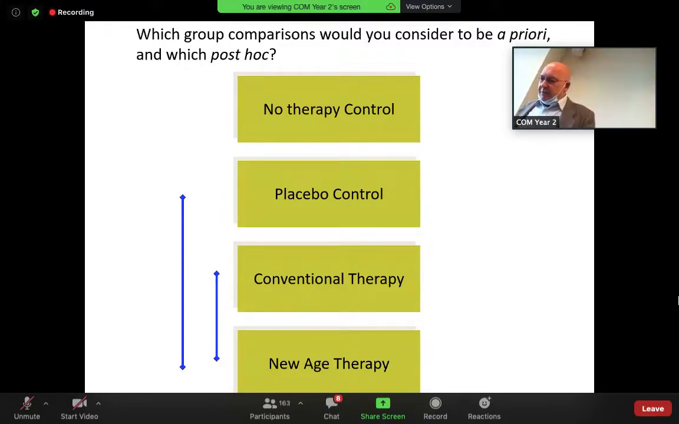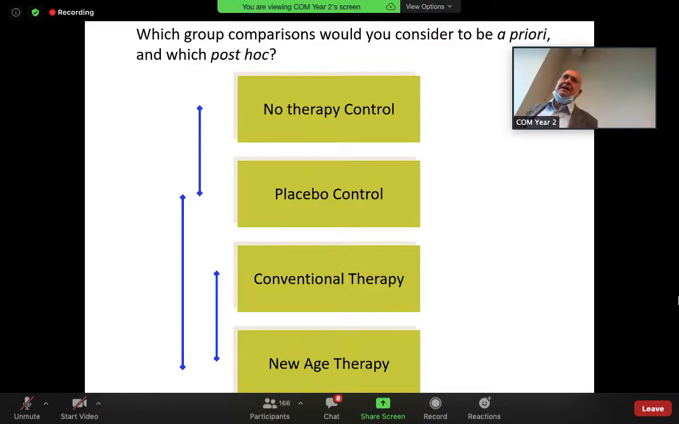Another one would be, well, new age therapy, is it any different from placebo control? Maybe it's just like a placebo. So that's a second one. And a third one would be, well, how large is the placebo effect? Is there a placebo effect? So this is placebo versus doing nothing at all, the no therapy control. Okay, so those are my a priori comparisons.